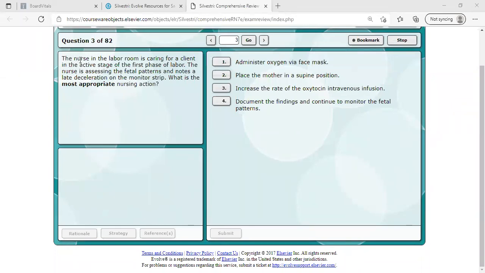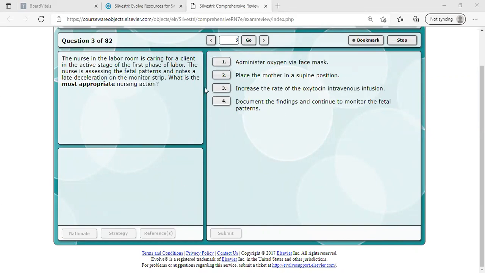Question here. The nurse in the labor room is caring for a client in the active phase of the first stage of labor. The nurse is assessing the fetal pattern and notes a late deceleration on the monitoring strip. What is the most appropriate nursing action?